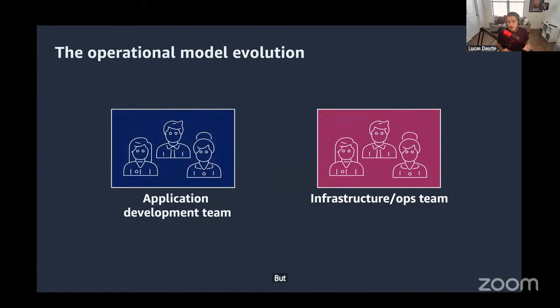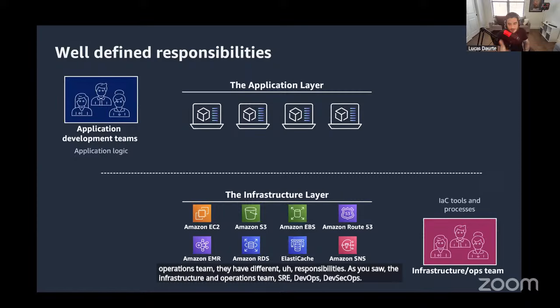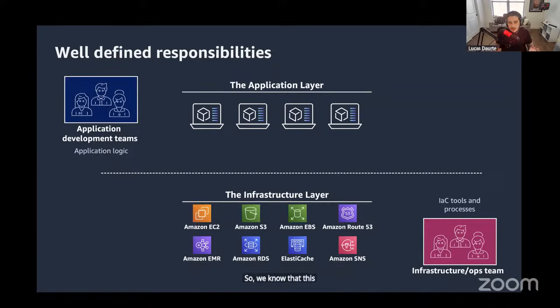But it's also important to talk about the operational model evolution because those two teams, the application development teams and the infrastructure and operations team, they have different responsibilities. As you saw, the infrastructure and operations team, SRE, DevOps, DevSecOps, ClickOps, whatever you want to call that team, they are responsible for the infrastructure layer, usually both for foundation and application related infrastructure. And then the application development team are responsible for the application logic. And maybe they are able to define some YAML files on their repository guided by the infrastructure and operations team. So we know that this is the operational model that we have right now.